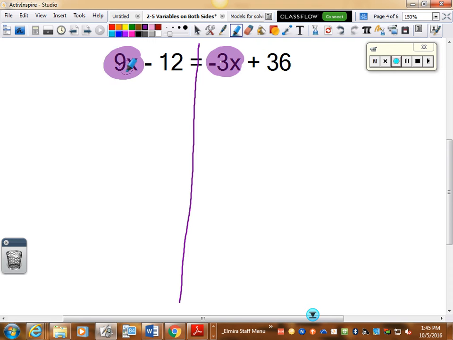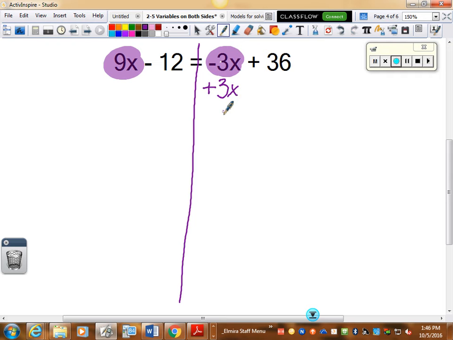Now I've got a 9x, but I've got a negative 3x. And if you're enjoying this whole warfare analogy, negative 3x is the smaller variable term. You would think it would be the enemy that gets taken out. But I can't do subtraction. I have to do the opposite. So if that's negative, I have to do plus.